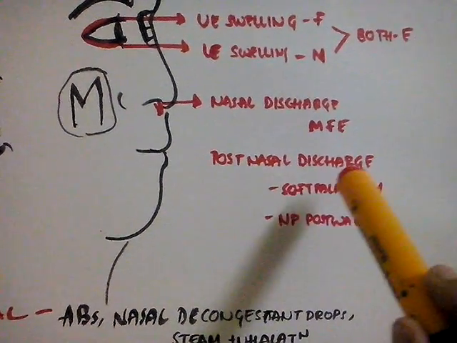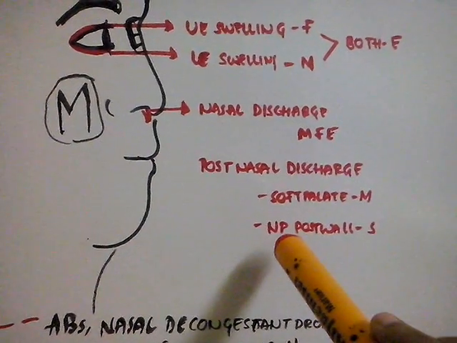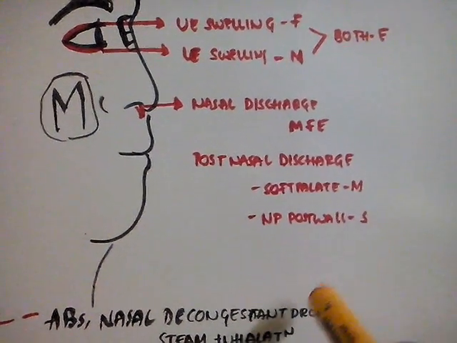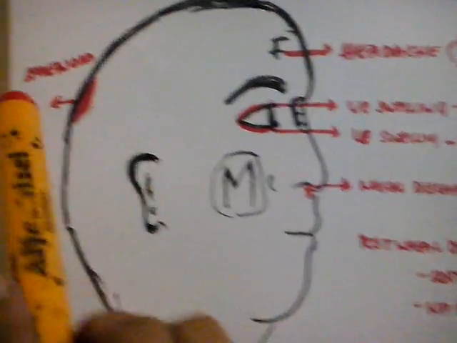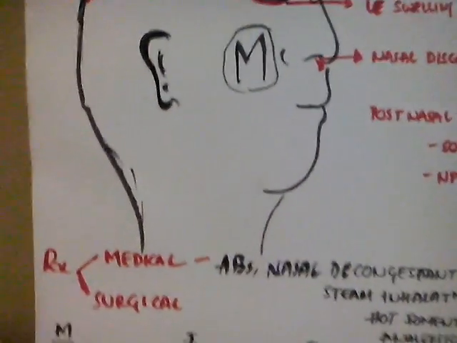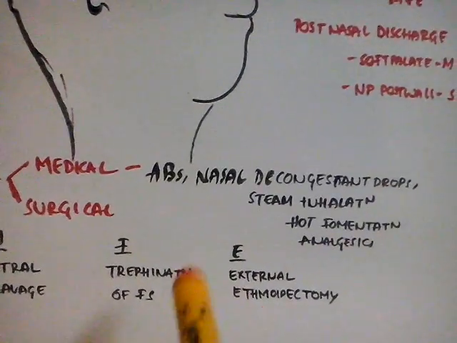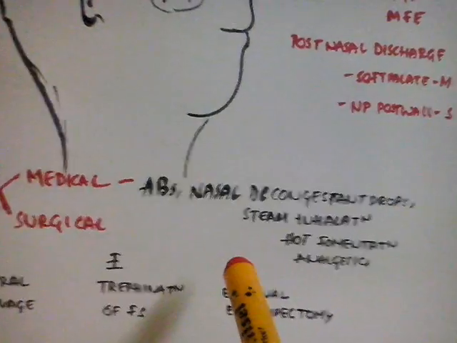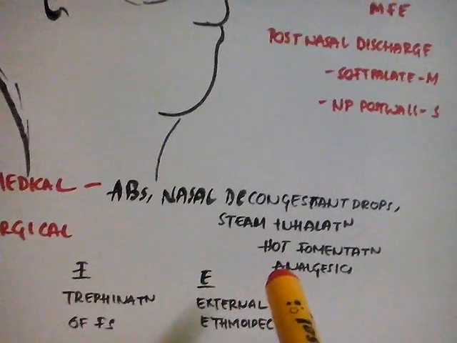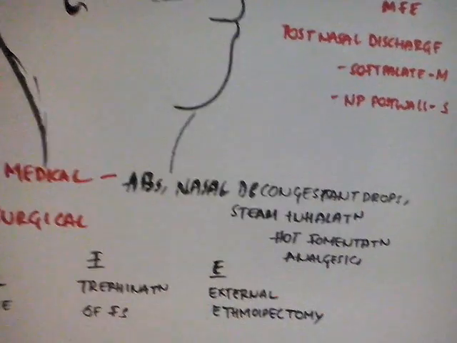Postnasal discharge is seen on the soft palate in maxillary sinusitis and on the nasopharyngeal posterior wall in sphenoid sinusitis. Another feature of sphenoid sinusitis is headache in the occipital region. Treatment is medical or surgical. Medical treatment: antibiotics like amoxicillin, ampicillin, and nasal decongestant drops, steam inhalation, hot fomentation, and analgesics.